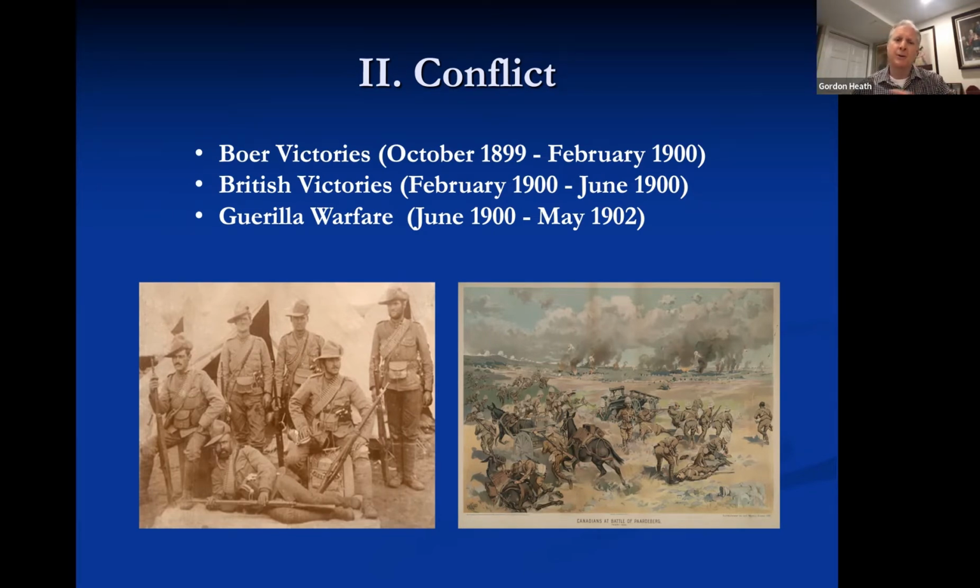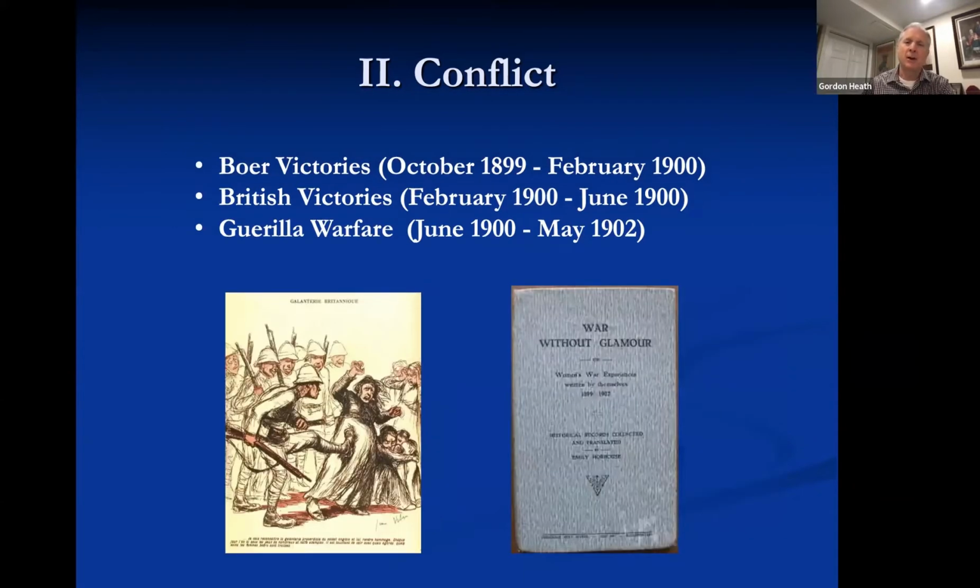And so there's a shift to guerrilla warfare, ad hoc, on the run, hit and run raids, that kind of thing. And that's very devastating because the British response is brutal. It's a scorched earth campaign, and there's a rounding up of women and children into camps. And those camps at the beginning are very poorly run.